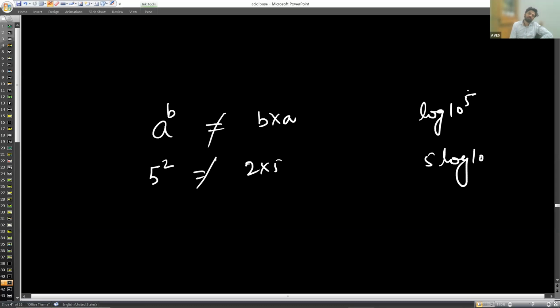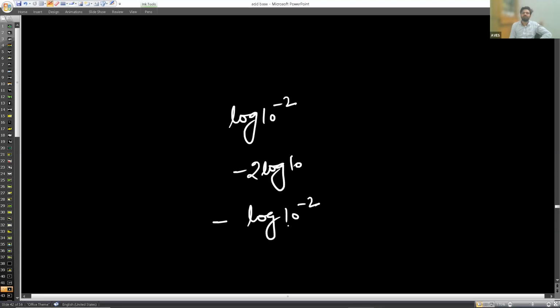This log helps us to write like this. This power will come to this side. For example, if I write log 10 raised to the power minus 2, I can write it minus 2 into log 10. If I write minus log into 10 raised to the power minus 2.